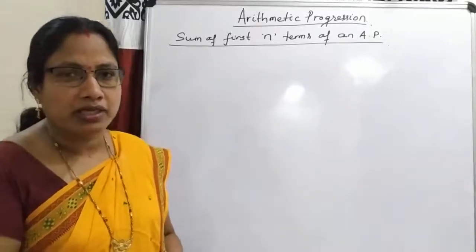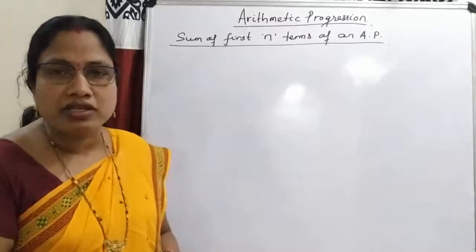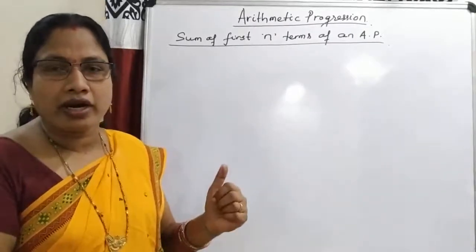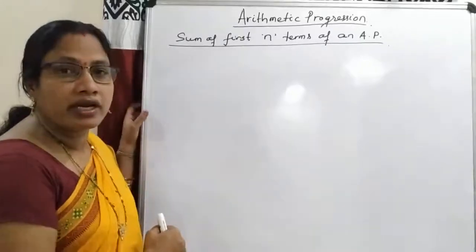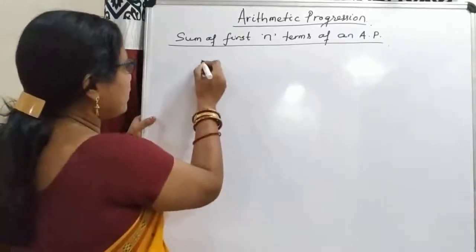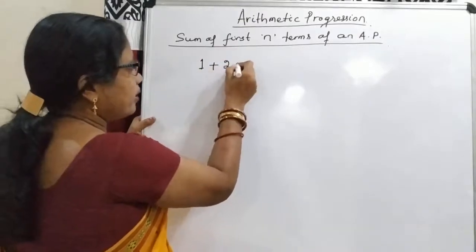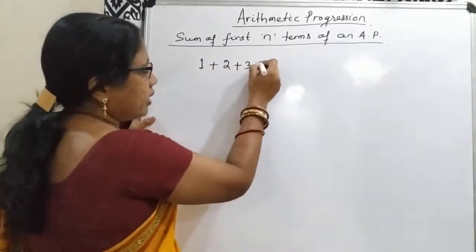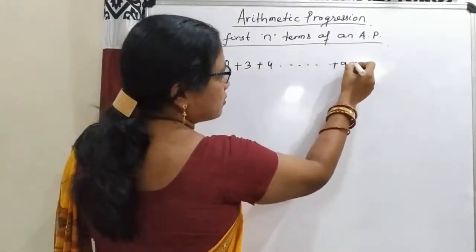Gauss, a mathematician, was asked to count the positive integers from 1 to 100 and to calculate the sum. When he was 10 years old, he calculated this within a few seconds. What he did: first, he wrote the sum like this.